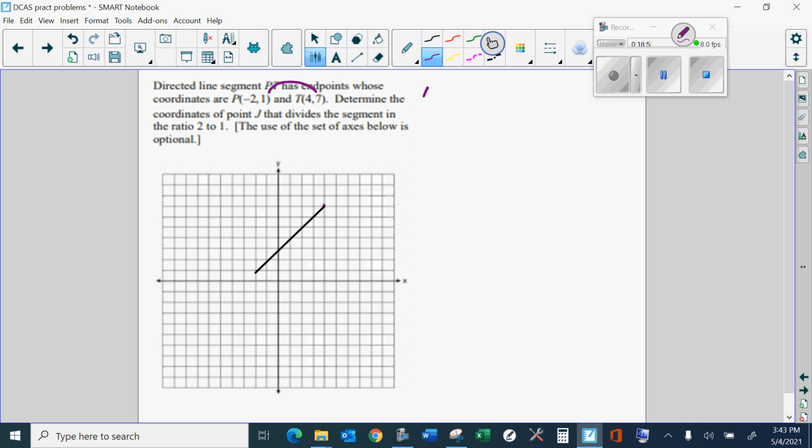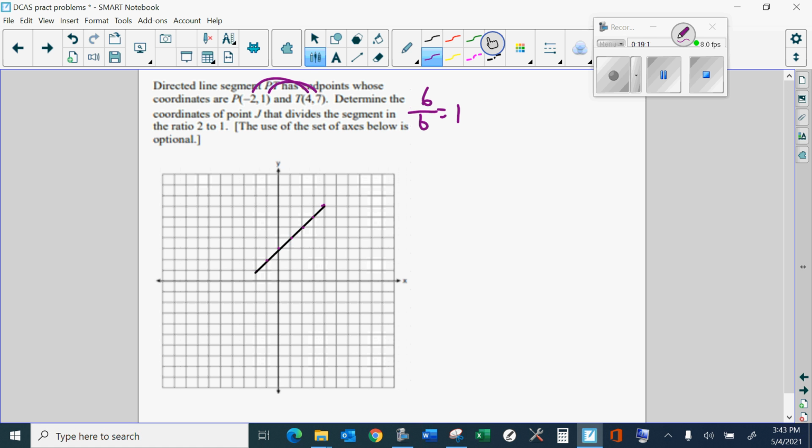Now notice I have a slope of 1 there, which I could also see from this. 7 minus 1 is 6. 4 minus a -2 is 6. That gives me the slope of 1. So it's going through every diagonal here. So how many diagonals am I going through? 1, 2, 3, 4, 5, 6 total diagonals.